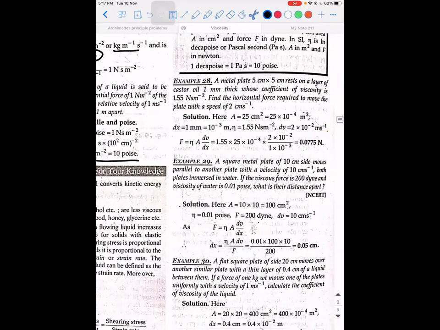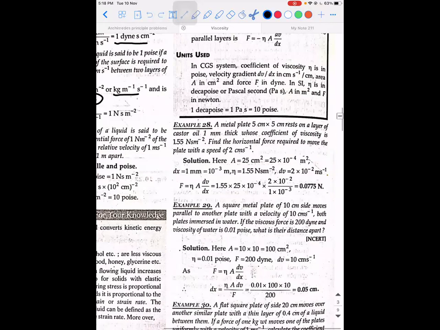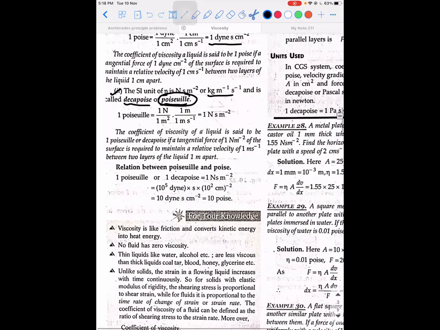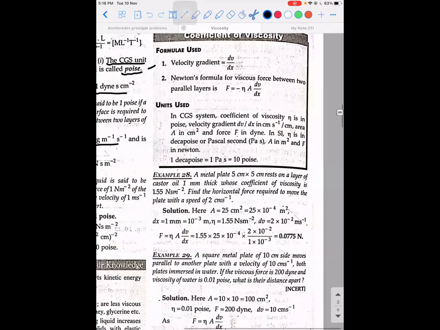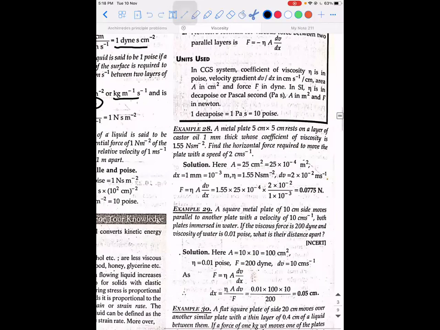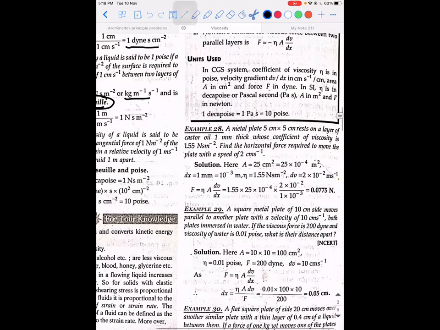Sir, so the SI unit of viscosity is poise, sir. SI unit of coefficient of viscosity, not viscosity. I said the SI unit of the coefficient of viscosity is poise. No, it is poiseuille. The SI unit is poiseuille. CGS is poise. Okay, sir. We'll be using this.